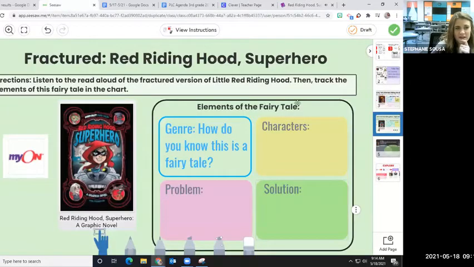All right, let's take a look back at your seesaw assignment. Characters, problem, solution. I'm going to send you into a breakout room with your partners. In your breakout room, I want you to come up with the information about our graphic novel that we just read with the fairy tale characters, fairy tale problem, and fairy tale solution. Remember, fairy tales have specific types of characters. They have specific types of solutions. They have specific types of problems. What did you notice about this fairy tale?